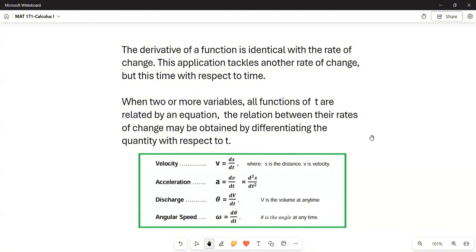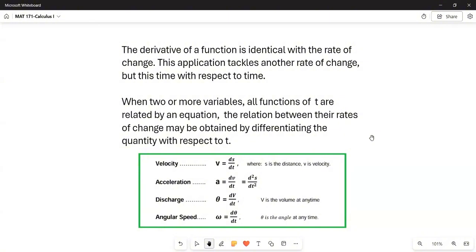So when two or more variables, all functions of t, are related by an equation, the relation between their rates of change may be obtained by differentiating the quantity with respect to t. Okay, so dito, kagaya ng sabi natin kanina, papasok yung concept ni velocity, acceleration, discharge, and angular speed.